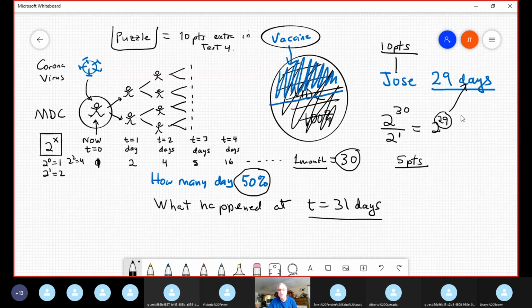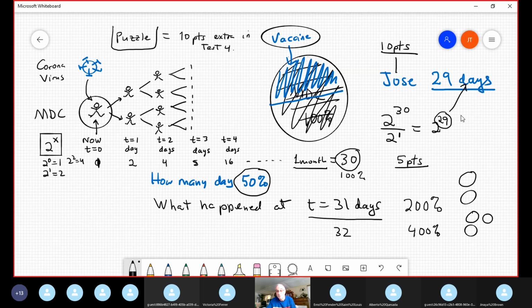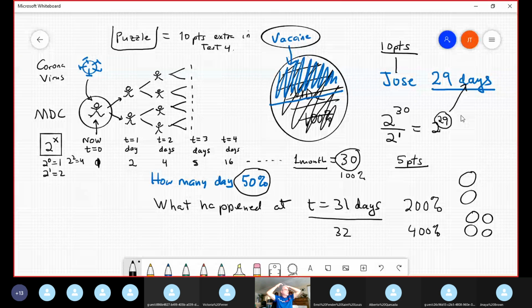1, 2, 3, nobody. Okay, so in 31 days we have 200% because any day or any period duplicates the population. See, in 30 days we have 100%, and in 31 days we have 200%, and 200% represents 2 colleges or 2 countries. In 32 days, we have 400%, and 400% represents 4 colleges.